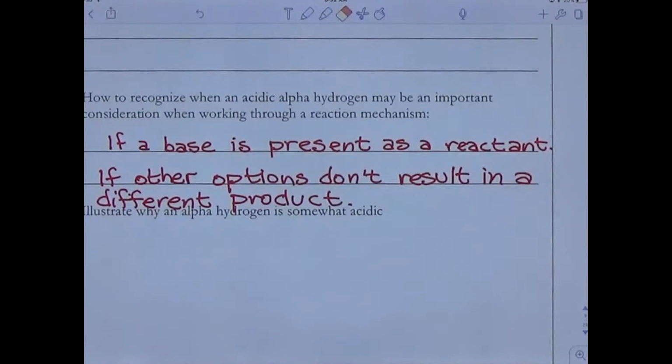So if you have a base there, because you have to have a base to pull off the hydrogen, then you're always thinking about that. But then you're going to be prioritizing and saying, what are all my options for what reaction could happen? Pulling off an alpha hydrogen is going to be one of the last options that you use, though, because it's a little bit harder.